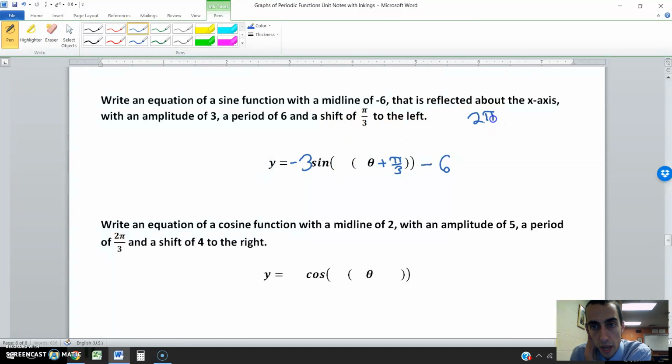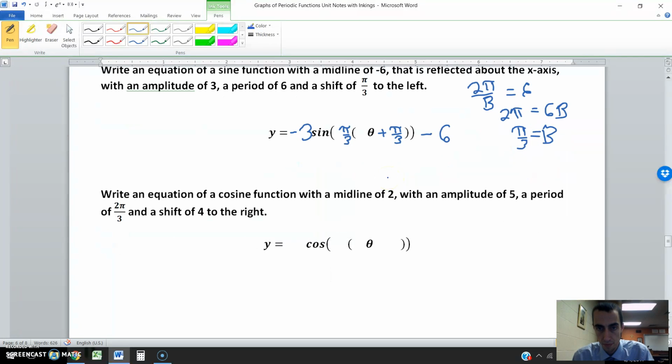So 2 pi over our b number is 6. Multiply both sides by b, divide by 6, and b is going to be pi over 3, just like it was in the previous one. So there's a pi over 3 in both spots there. Next one, we've got a midline of y equals 2.